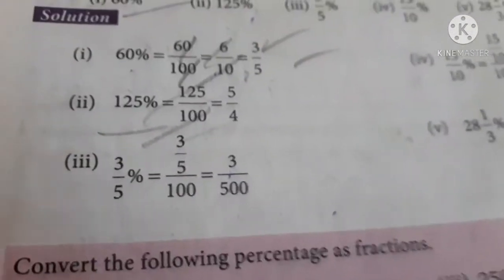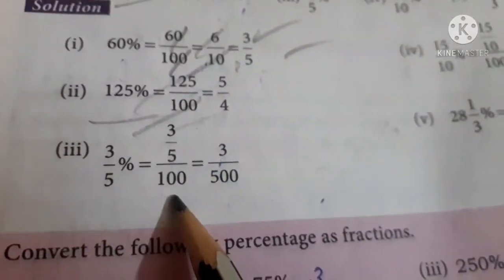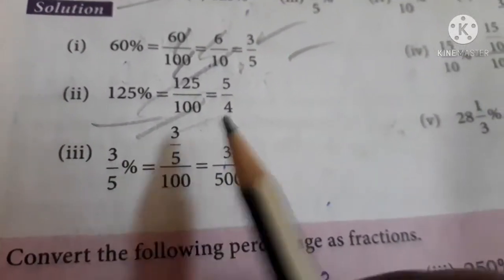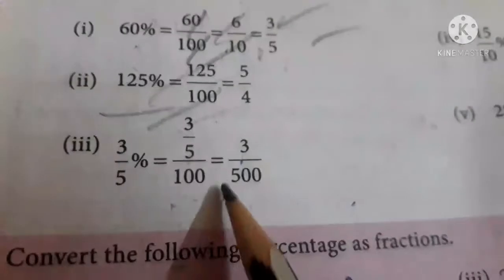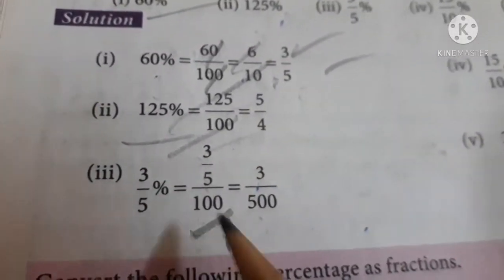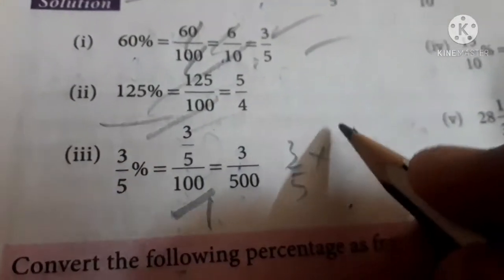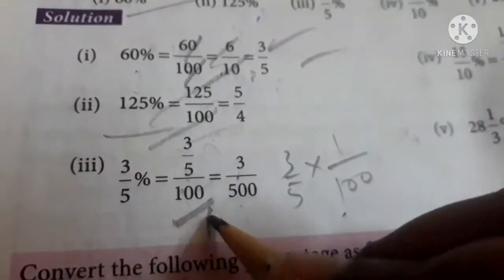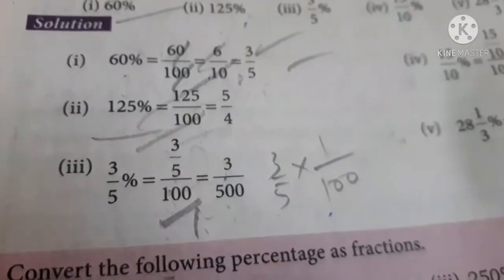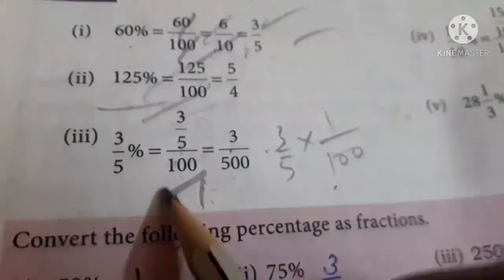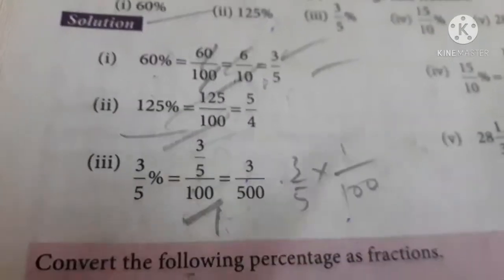3 by 5 percentage, which is 3 by 5 by 100. So the answer will be 3 by 500, because here it is 100 by 1. When it goes here, 3 by 5 into 1 by 100 it will become. 100 by 1 means 1 by 100 when it becomes reciprocal. So 3 into 1 is 3, 5 into 100 is 500, like that you should understand.